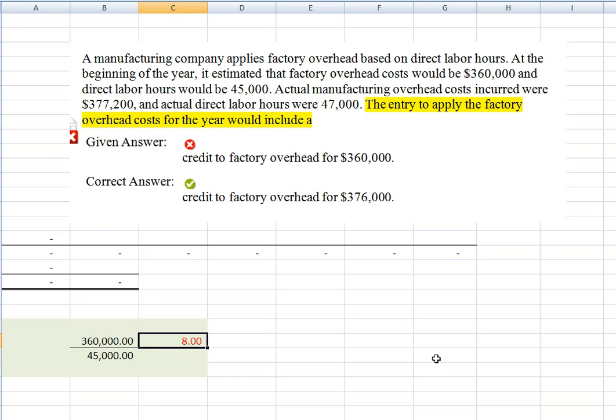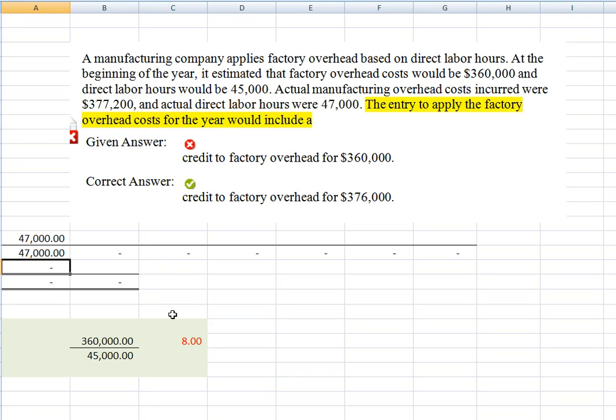It says, if we read further, the actual manufacturing overhead costs incurred were $377,200 and direct labor hours were 47,000. Well, for this question, the amount incurred, the actual cost, is irrelevant. But I do need to know how many actual hours, and that's 47,000.